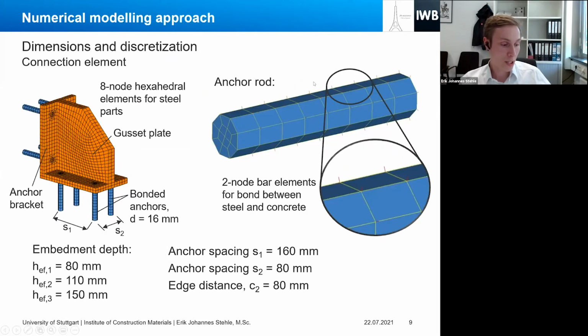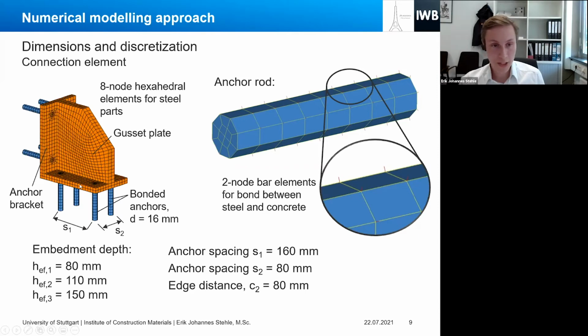As I was already mentioning, we used bonded anchors to form the connection between the connection element and the concrete specimen. And to simulate the bond between the steel anchor rods and the concrete specimen, 2-node bar elements were used. These bar elements are only able to transfer compression and shear forces. So basically this complete connection comprises the gusset plate, which is this part in the middle, the anchor bracket, which is this L-shaped part, and 8 bonded anchors with a diameter of 16 millimeters.